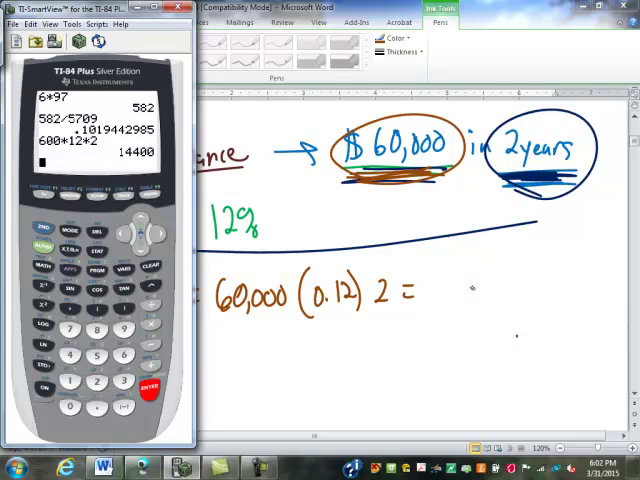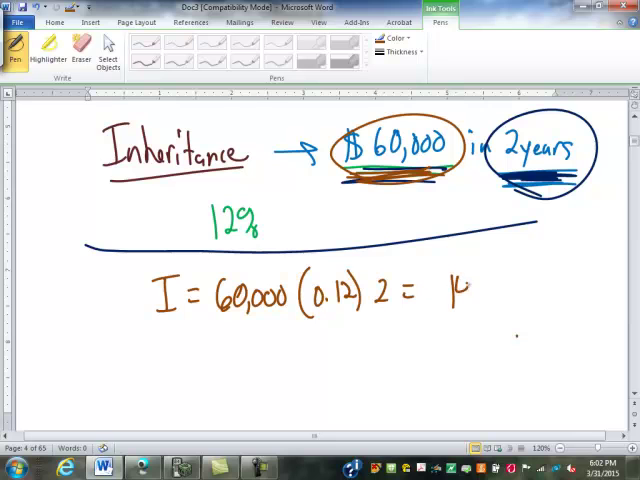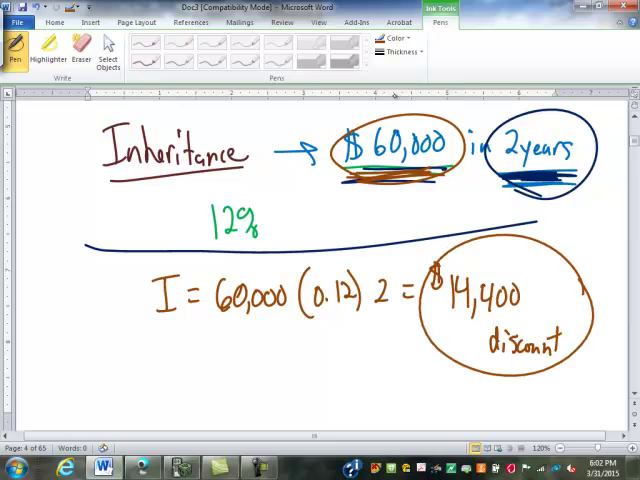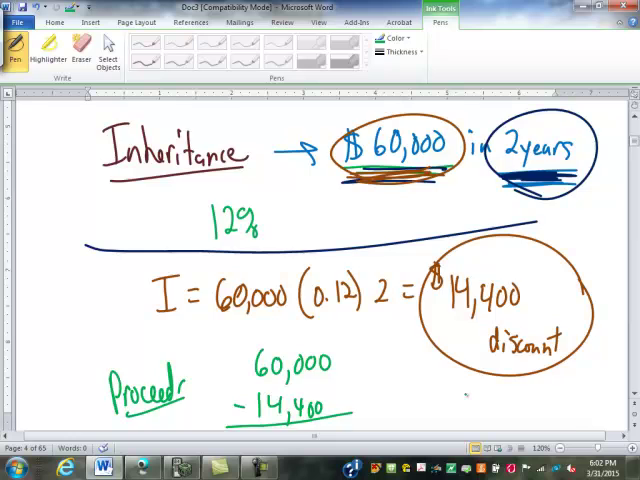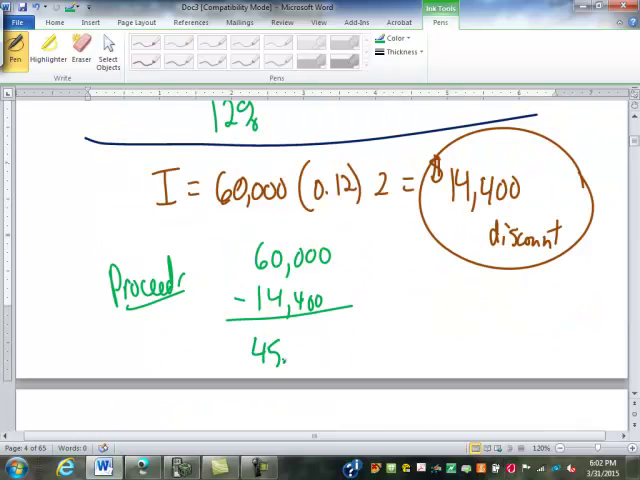Which is going to come out to $14,400 in interest or discount. What does that mean for the proceeds? Yeah, we're going to take that $60,000. We're going to subtract $14,400. We're going to get $45,600 is the proceeds. So because you wanted it 2 years early, your $60,000 turns into $45,600.